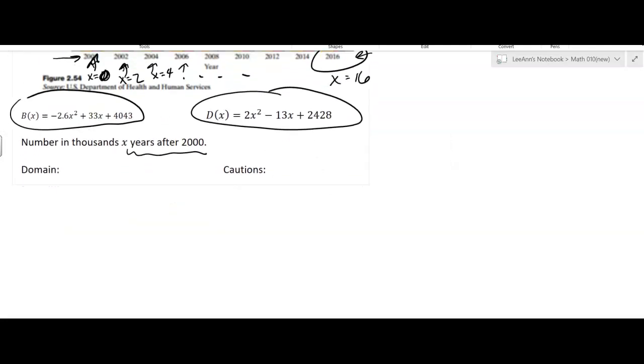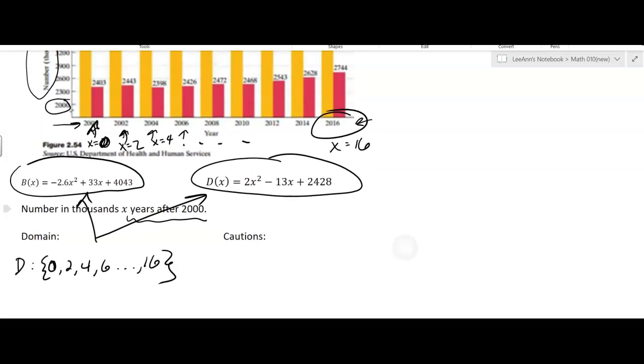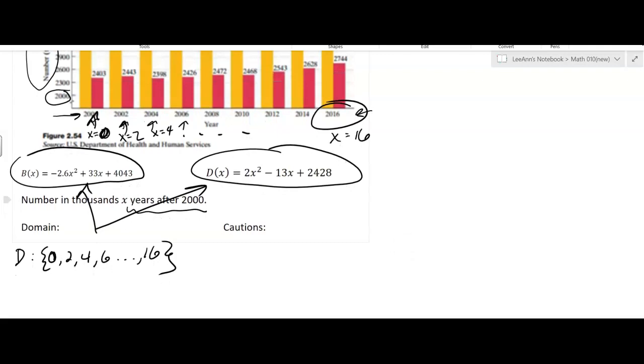Okay, so the domain for our functions, the domain for both of them is 0, 2, 4, 6, on up to 16. And that would be the domain for the births, and it's also the domain for the deaths, because that's how our chart is working. Okay, so we don't have the domain for all real numbers between 0 and 16. We only have it for specific years. 0, 2, 4, 6, 8. Okay, so you have it for 2000, 2002, 2004. But remember, x is the number of years after 2000. Okay, so those are our domains.